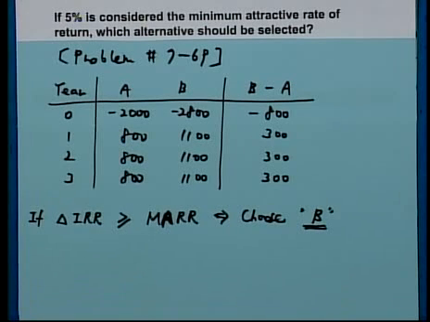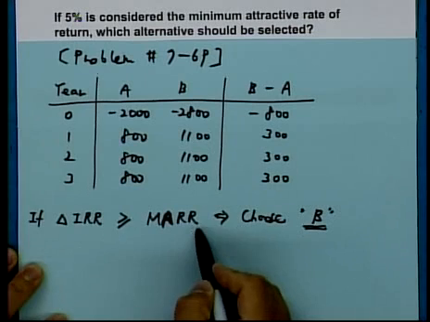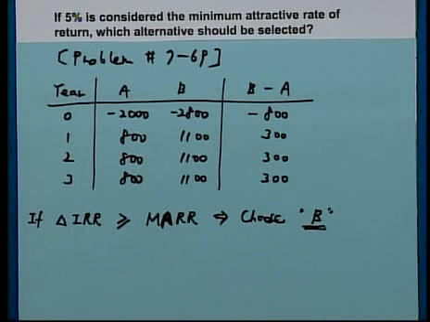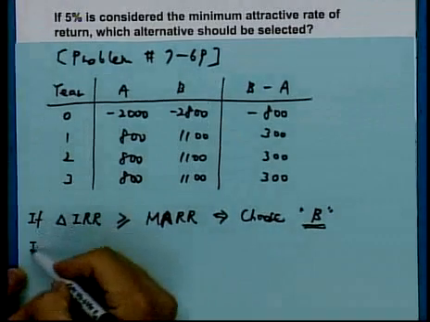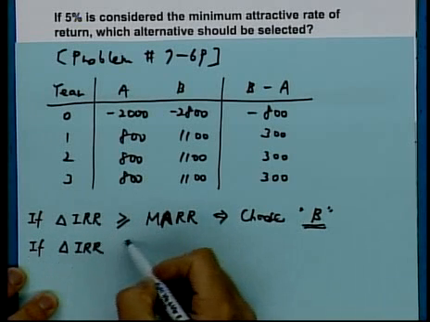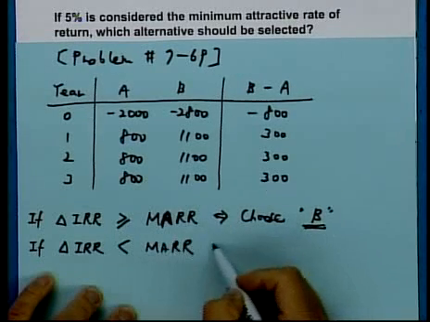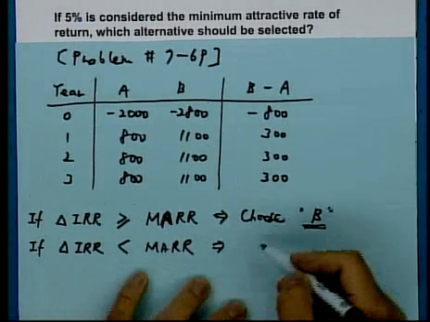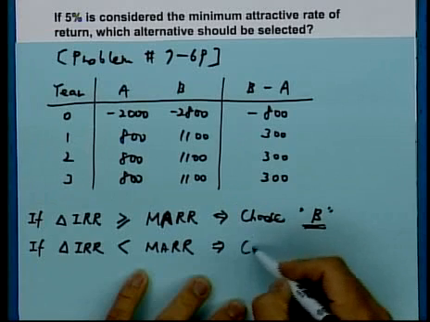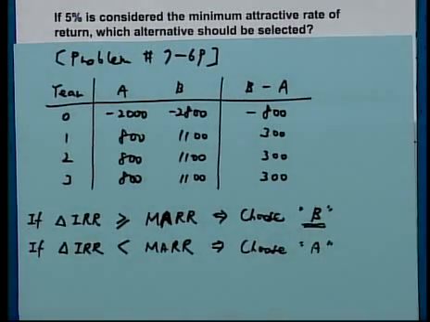So when you're looking at the increments of investment, we accept the increment if this is true. Of course, if the incremental rate of return is lower than the minimum attractive rate of return, then we're going to choose the lower cost alternative, which is alternative A.